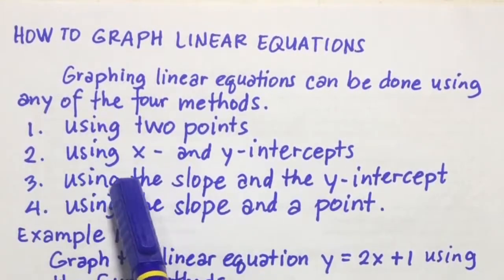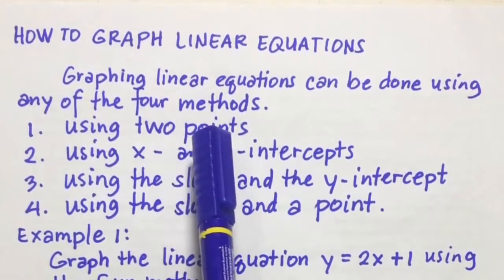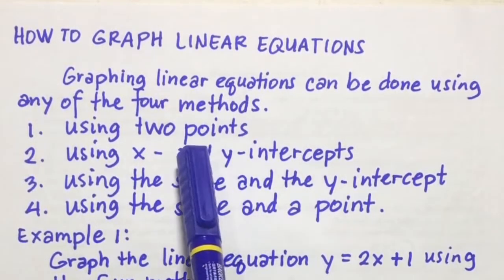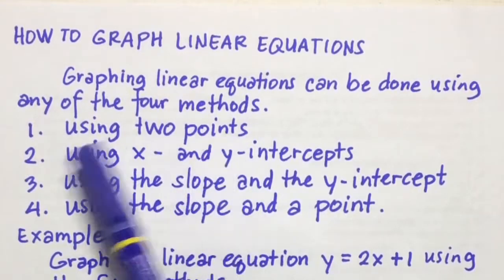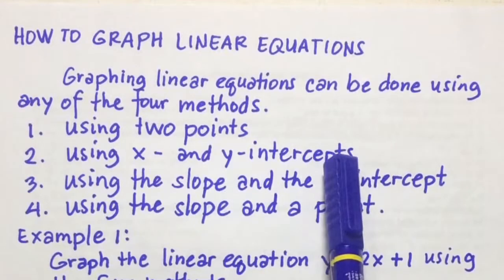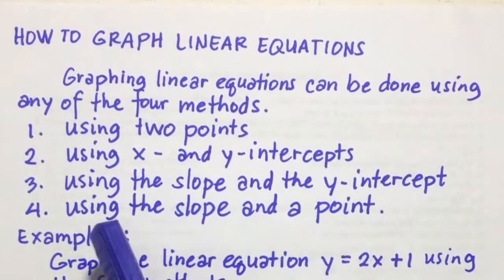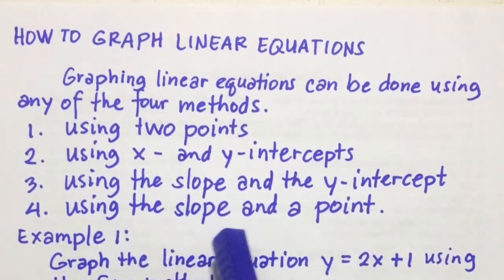Number one, using 2 points, because in geometry, 2 points determine a line. Number two, using x and y intercepts. Number three, using the slope and the y-intercept. And number four, using the slope and a point.